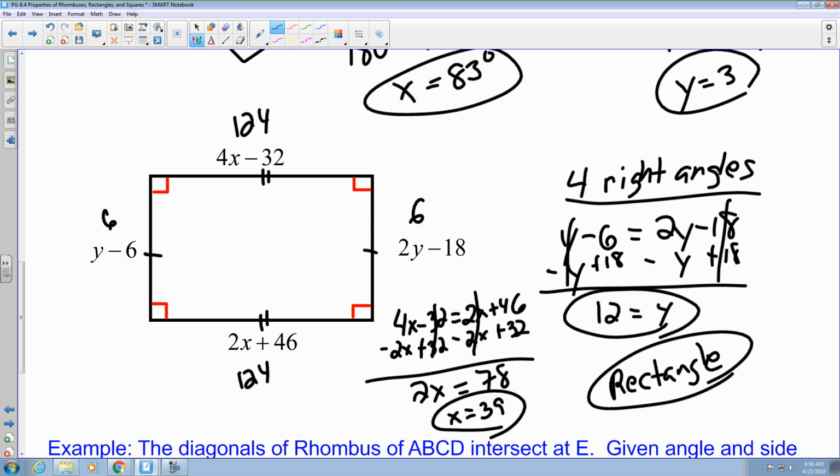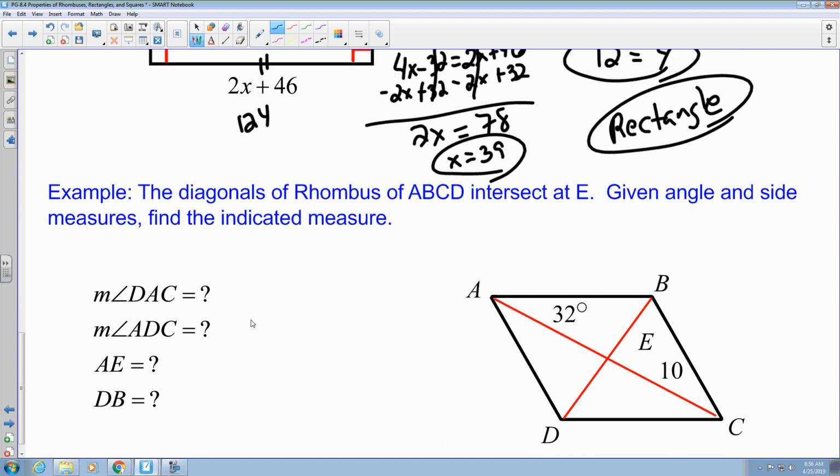Okay. Finally, it says here that the diagonals of rhombus ABCD intersect at point E. So this is where point E is located. They say, given angle and side measurements, find the indicated measure. So they want us to find the measurement of DAC, the measurement of ADC, line segment AE, and line segment DB. So it says it's a rhombus, so one of the things that we can conclude from that is that this is 90 degrees.